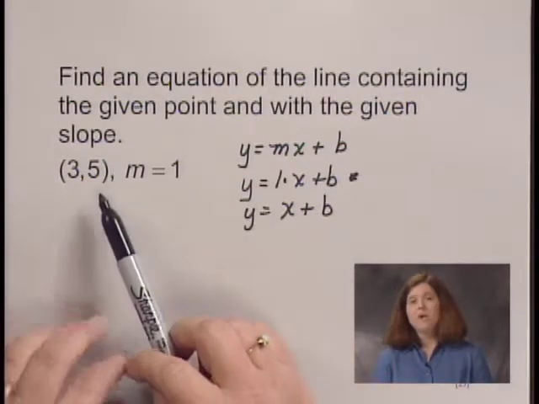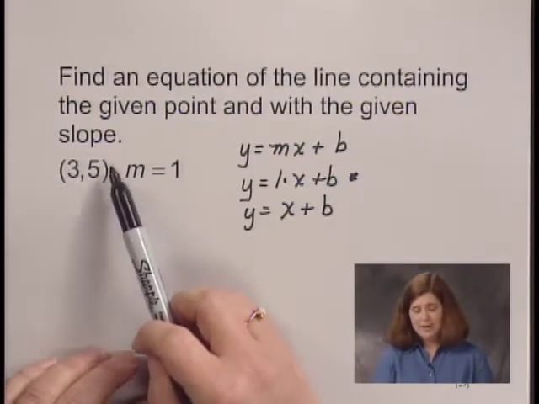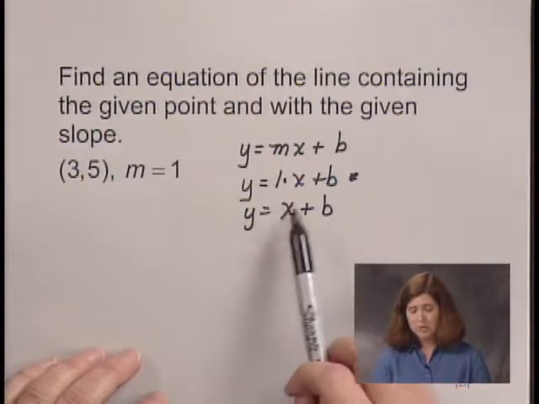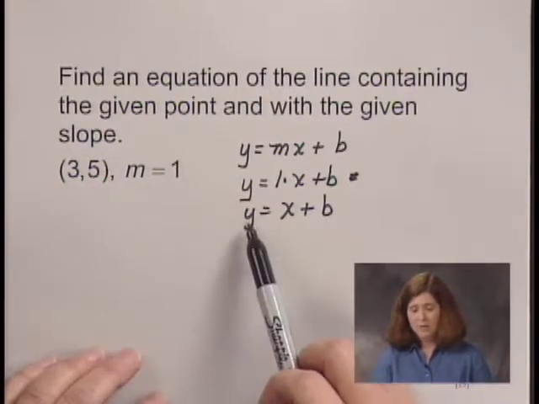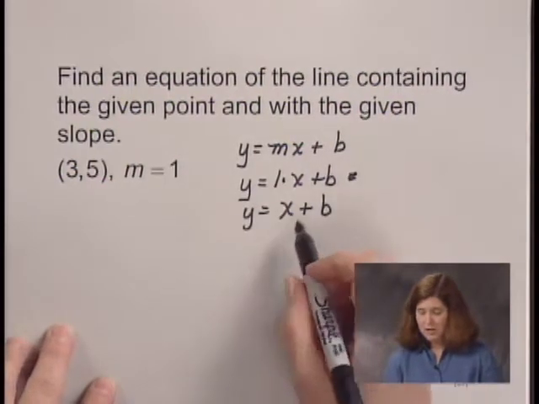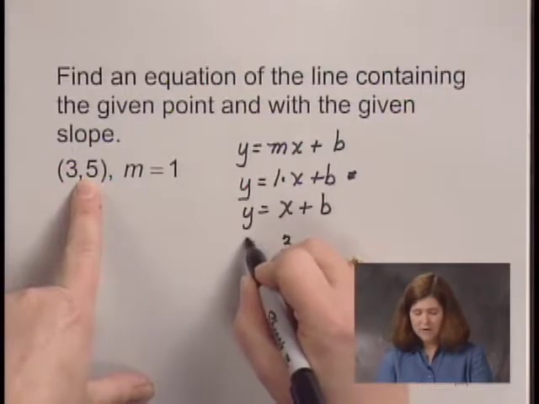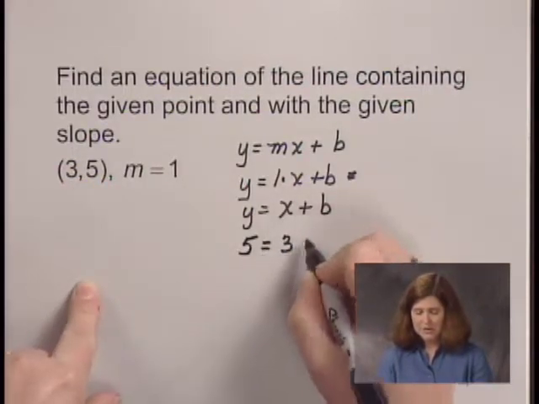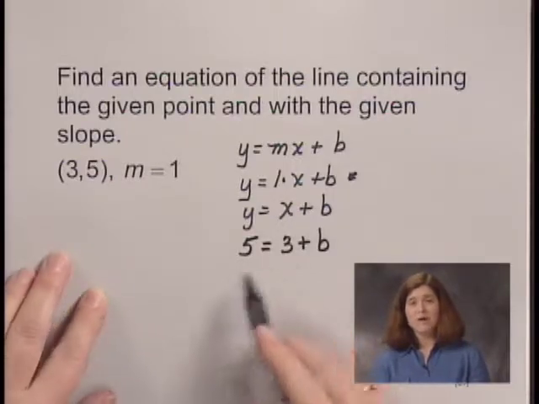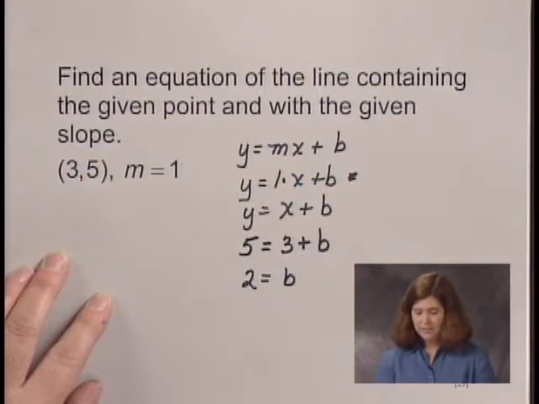We are given one point that's on the line. Now, since this point is on the line, it needs to satisfy this equation. In other words, this is true when x is 3 and y is 5. So if we substitute 3 for x and 5 for y in this equation, we can solve for b. Subtracting 3 from both sides, we have 2 = b.